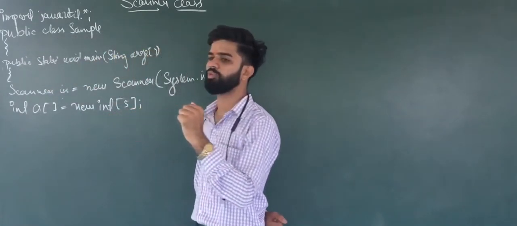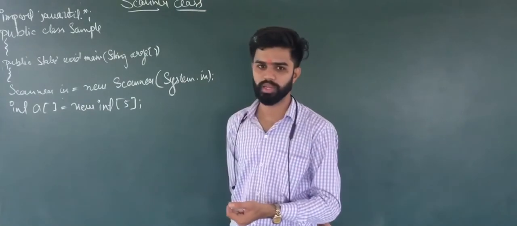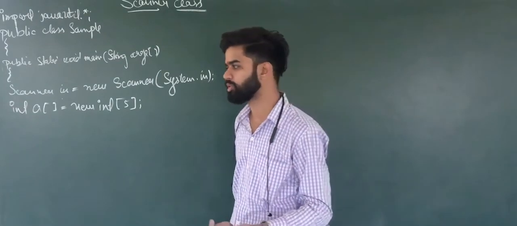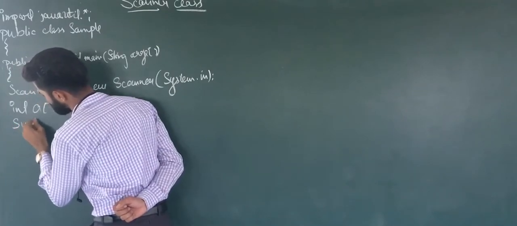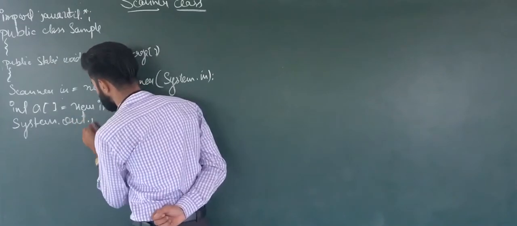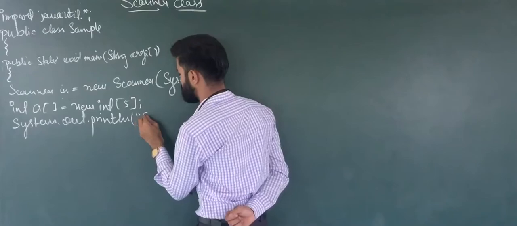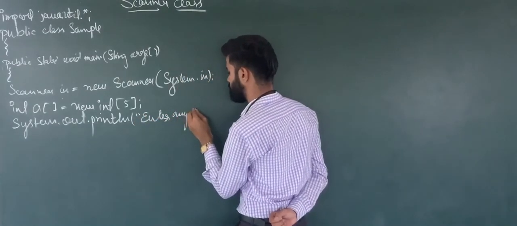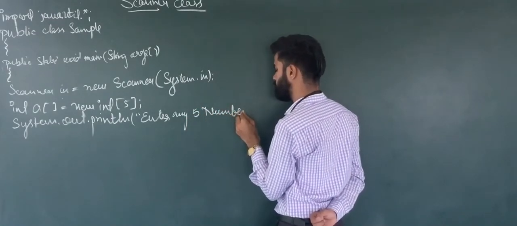Suppose first of all what we do, we just initialize 5 values in an array type variable, and after initializing, we just print our values. So now after this we will write here System.out.print, and then "Enter any 5 numbers". Okay.